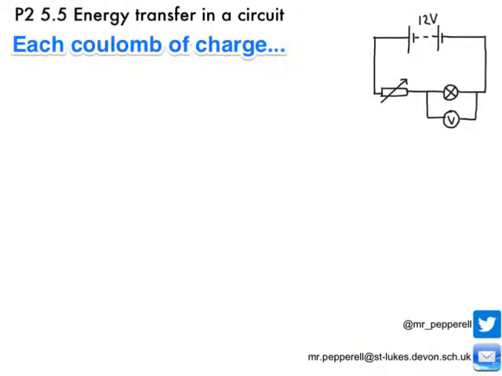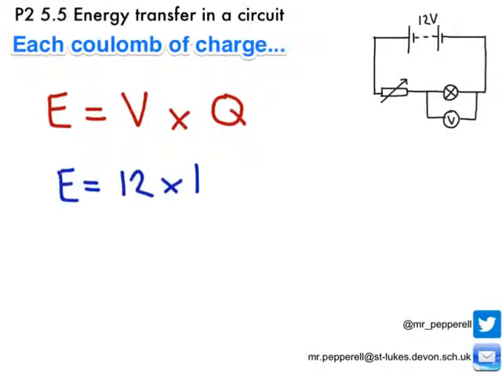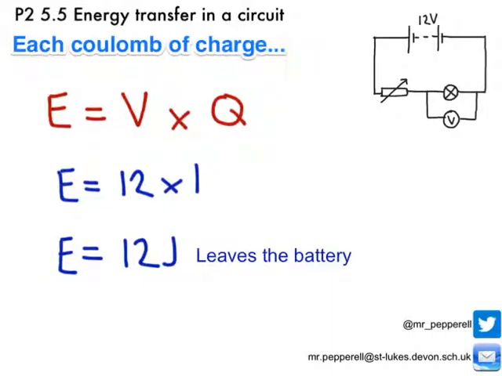Well, I know that each coulomb of charge that leaves my battery carries 12 joules of energy. How do I know that? I know that because of this equation that we've met before. Energy equals potential difference multiplied by charge. The potential difference of my battery is 12, and I'm talking about one single coulomb of charge. So if I put those values into my equation, a potential difference of 12 volts multiplied by a charge of 1 coulomb, 12 multiplied by 1 gives me 12 joules. So I can say for each coulomb of charge, 12 joules of energy leaves the battery.